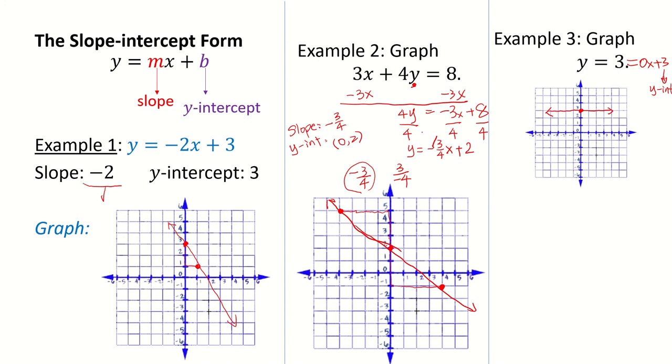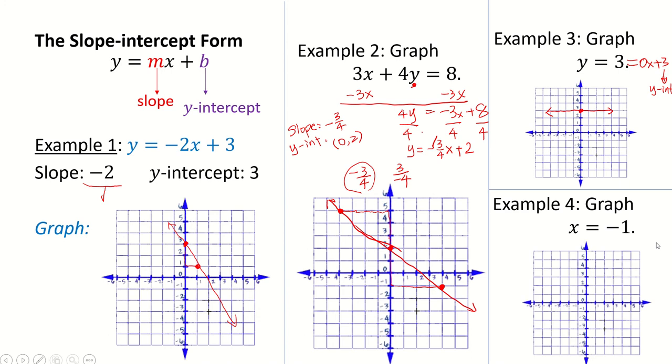Okay. So how about x equals -1? How do we graph this equation? Well, x equals -1 is actually a vertical line passing through -1 on the x-axis. So it will look like this. So this line is x equals -1.